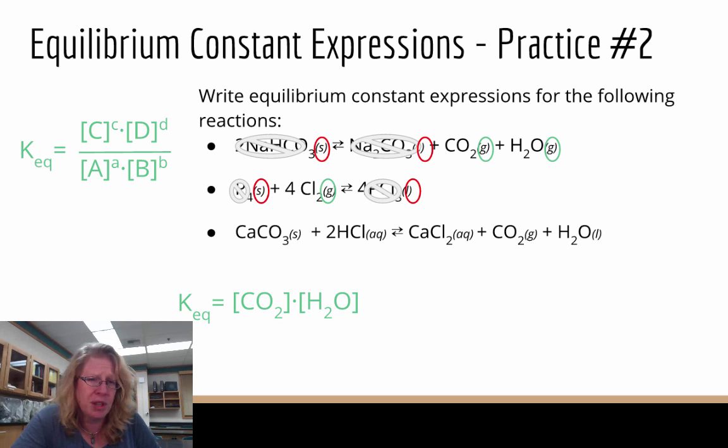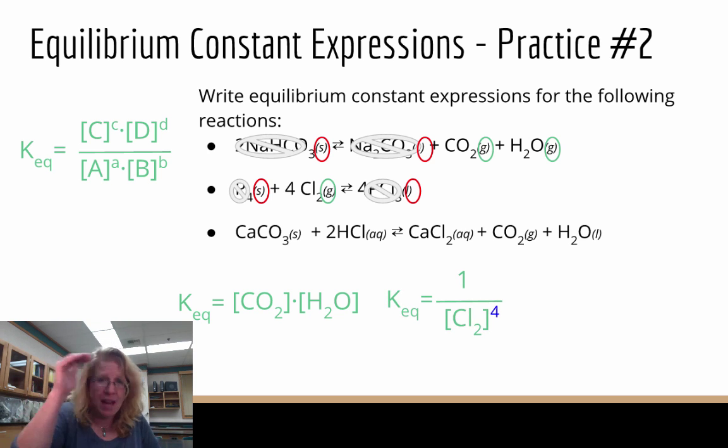So there's a little bit of a trick on this. Remember, products go on the top, reactants go on the bottom. Well, we have nothing on the top, so you have to replace it with a 1 because there's got to be something up there. The reactants go on the bottom of the fraction, so you still need to have that space up there. There's nothing up there but a 1.